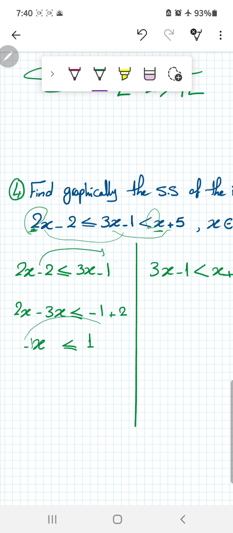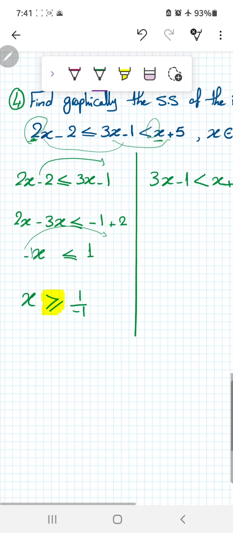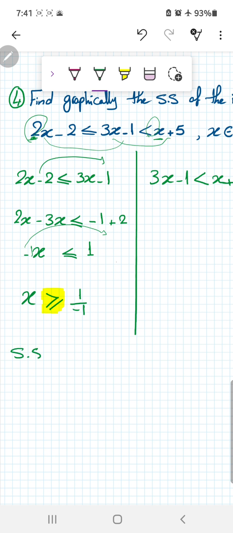So remove the negative 1 by dividing by negative 1. As we said, when dividing or multiplying by negative 1, we change the sign. Less than or equal becomes greater than or equal. Don't forget. So the solution set is x greater than or equal to negative 1, so it will be negative 1 closed because we have equal, to infinity.